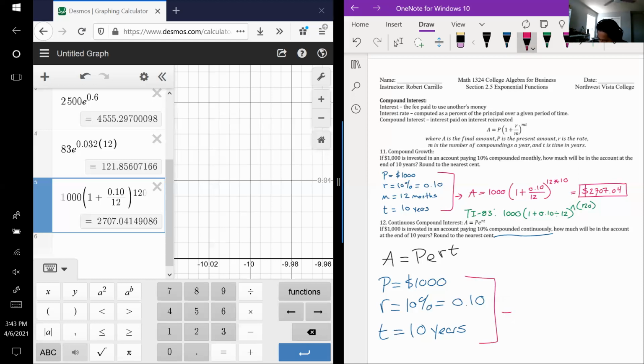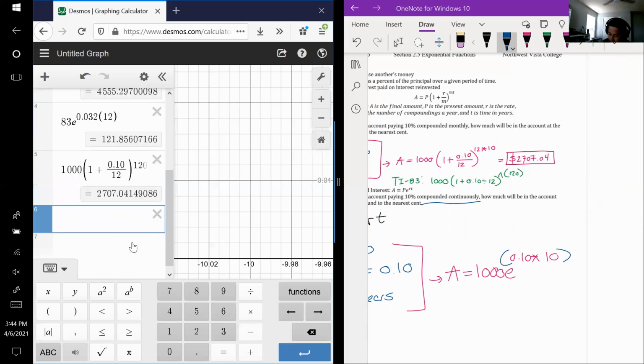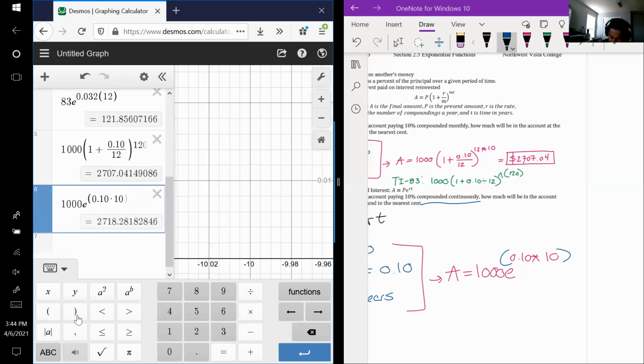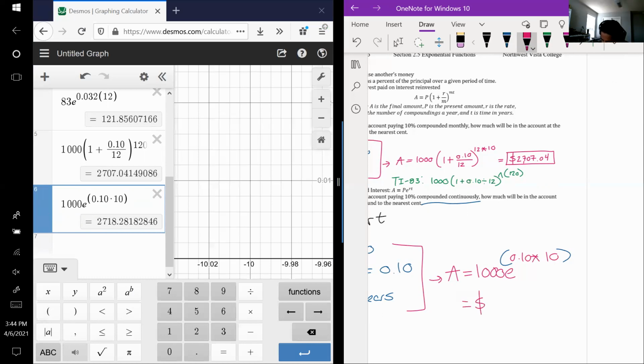Okay, now let's plug it all in. A equals 1,000 times E to the rate times time. So to the 0.10 times 10. Okay. And of course, for your input, you'll do the same, except all you have to do is put parentheses around that, which is probably the same thing I'm gonna have to do here. So let me see. 1,000 E, and then to the parentheses, why not? Builds good habit, 0.10 times 10, and boom. We will make $2,718.28.